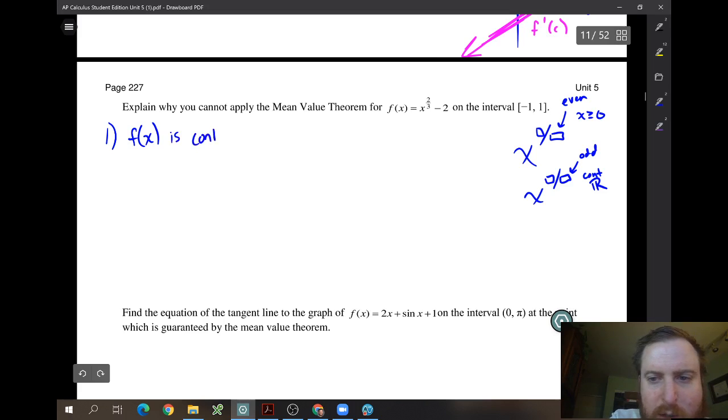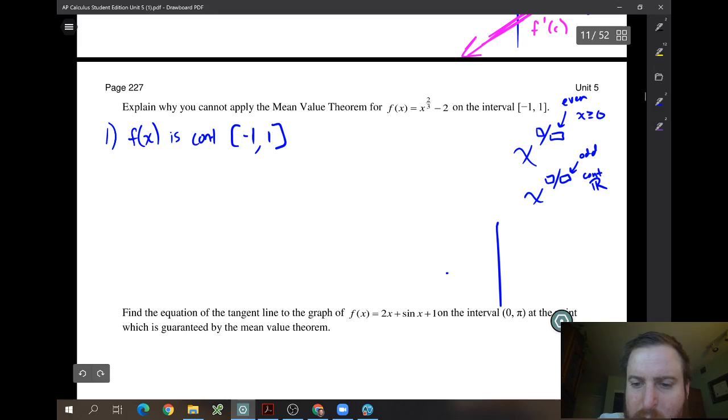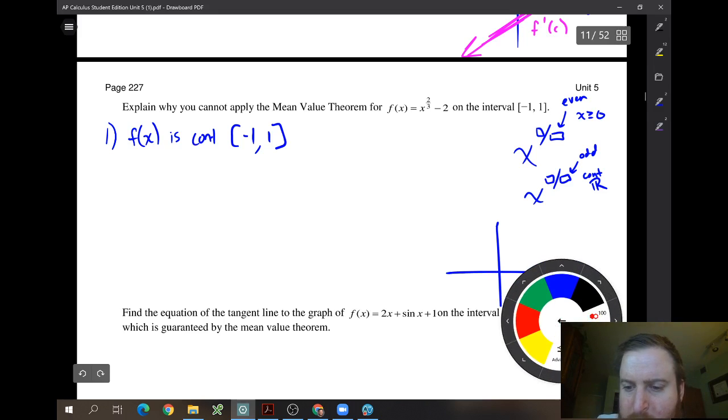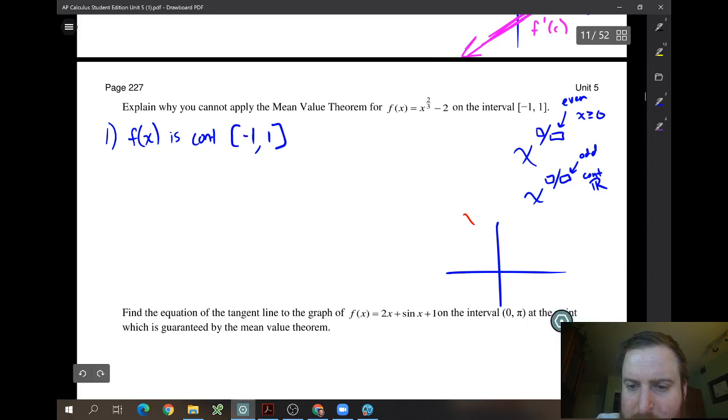So it is continuous for -1 to 1. But generally, anytime you have a cube root, they either look like x cubed or the cube root of x, either one. What those generally look like is a radical and then another radical, but they're not differentiable at 0 because it makes that vertical tangent line.